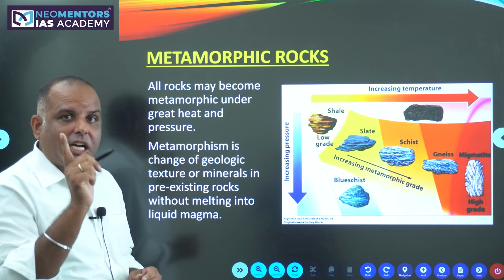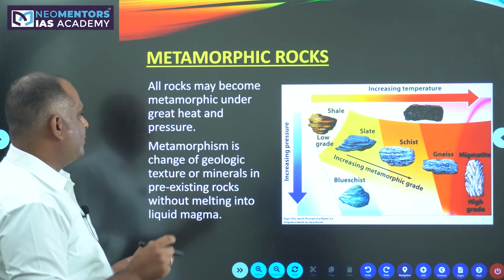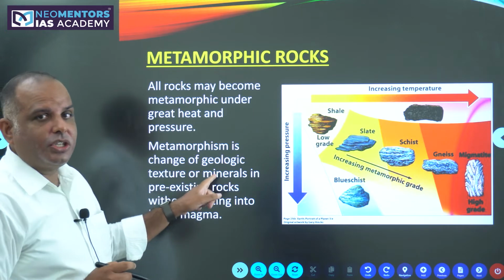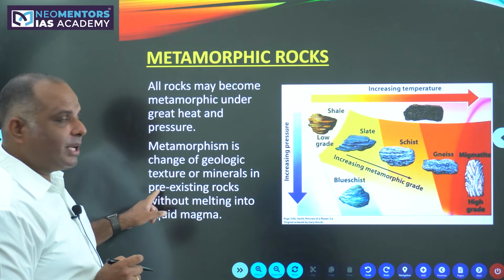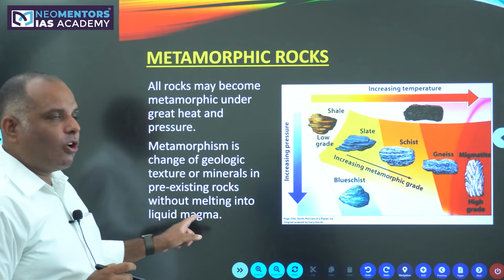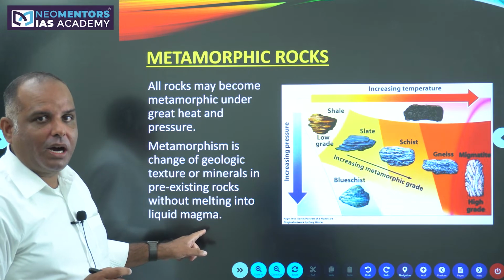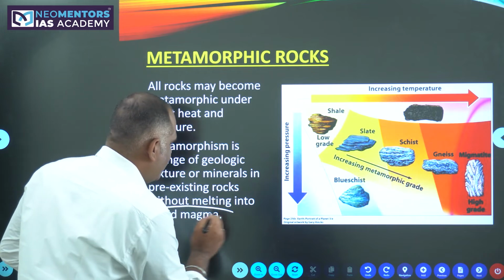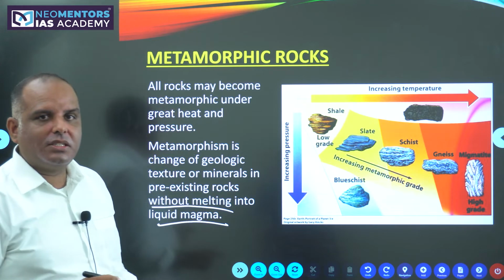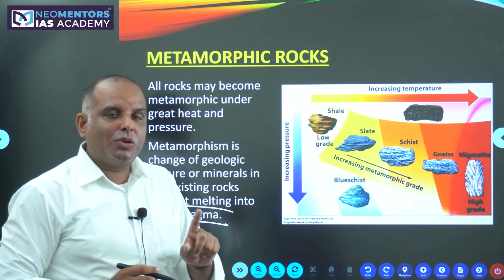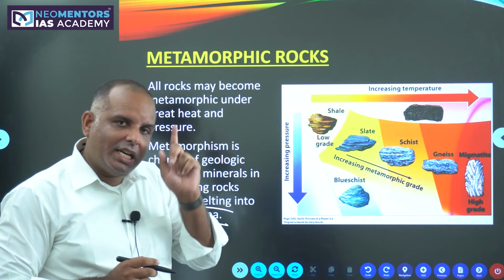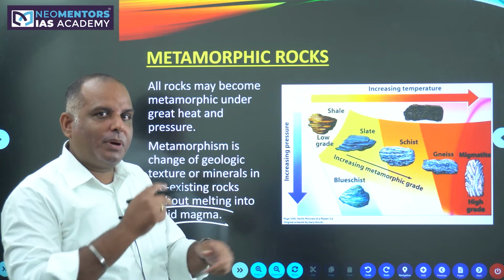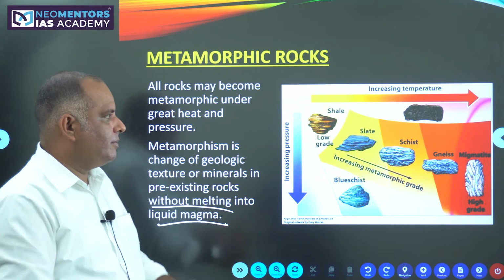All rocks may become metamorphic under heat and pressure. Change of geological texture or minerals in pre-existing rocks without melting into liquid magma. This is what I was trying to say. The metamorphic process doesn't include the conversion of a rock into magma again. It is just because of the heat and pressure that their properties are changed into something else.